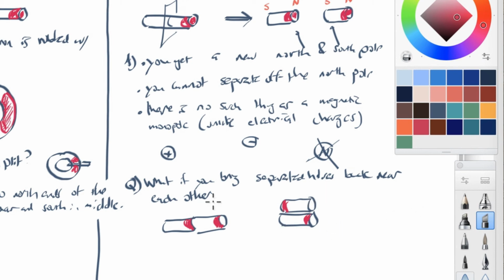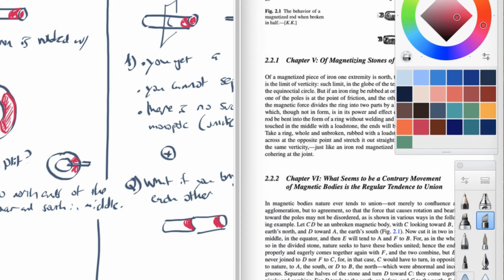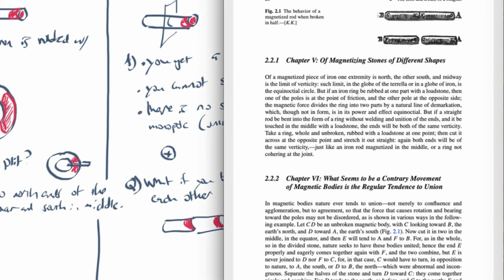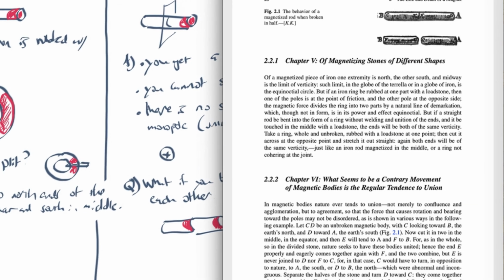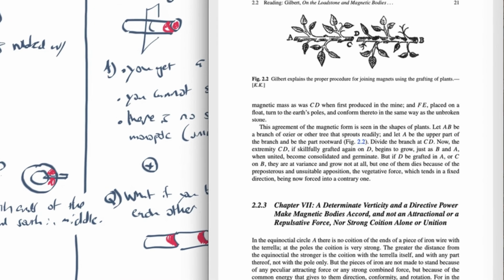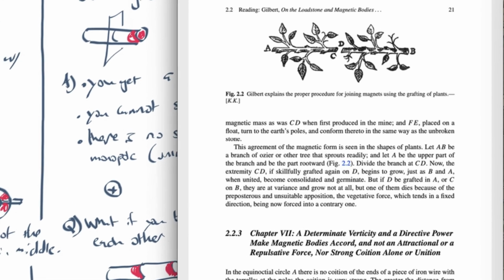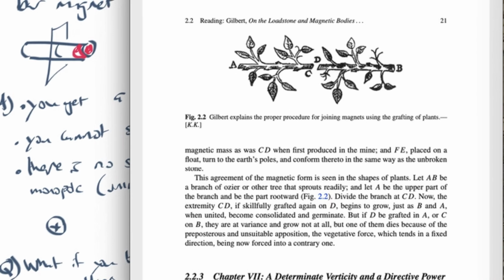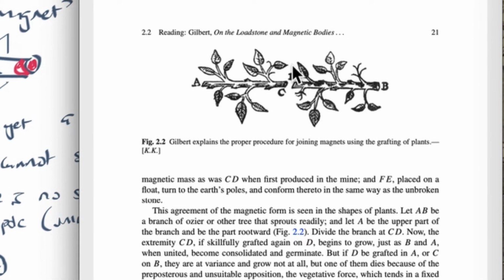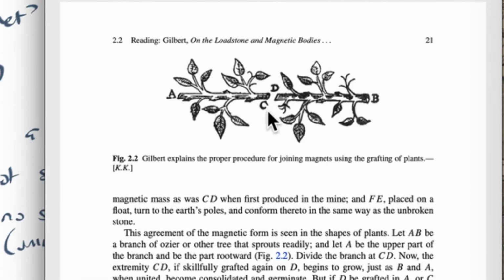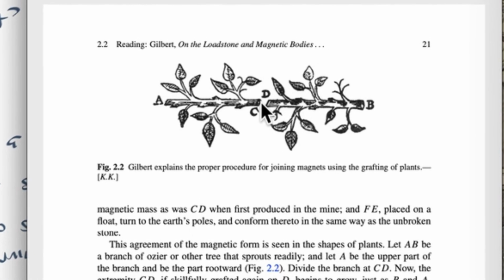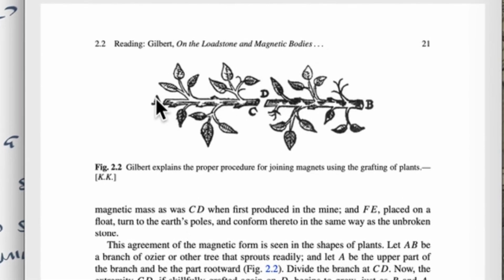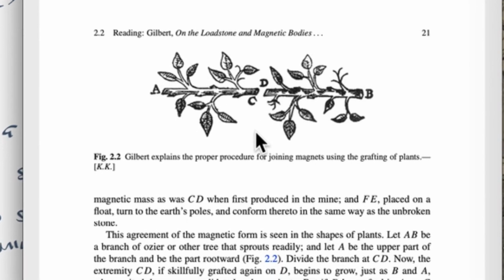Okay. How does Gilbert understand this? Gilbert uses an analogy, and I don't know if this kind of thing does anything for you, but let me just show you how he's thinking about this. He's thinking about this similarly to the grafting of plants. If you look at the next page, he mentions that if you cut a tree or a branch in half, so he shows a branch here in figure 2.2, you cut it at point CD. If you try to graft it back together at this point, it will graft nicely. If, however, you flip one of these around so that you try to attach A to D and graft it together, it will not grow.